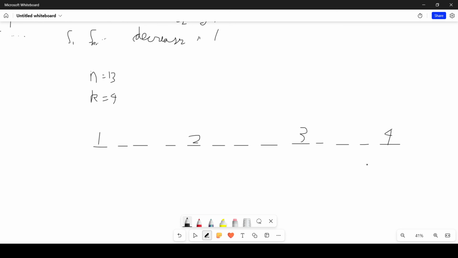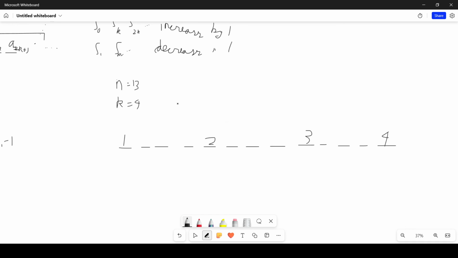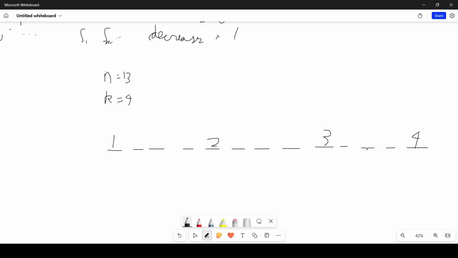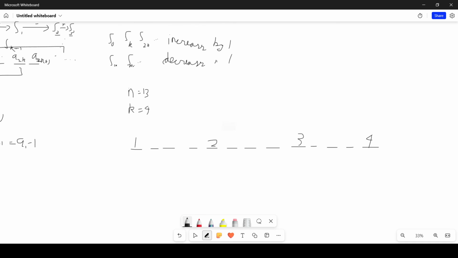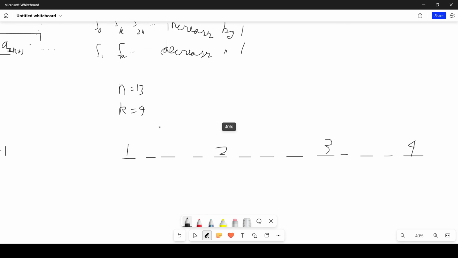Now I'm saying a1 is also increasing because a1 is very similar to s1, since the difference between sk and s0 is the difference between ak and a0. So since s0, sk, s2k increases by 1, a0, ak, a2k also increases by 1. That's why we get 1, 2, 3, 4. Then we also have s1, sk plus 1, s2k plus 1, which can be a1, ak plus 1, a2k plus 1. All that is a series that decreases by 1. And we know that the maximum number is 13, so why not just take this to be 13, and we just keep decreasing, 12, 11, and there's no way for 10.